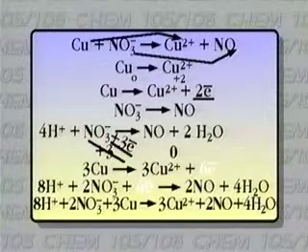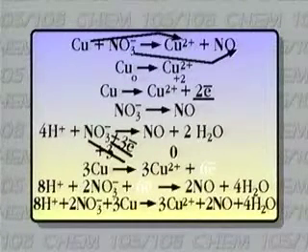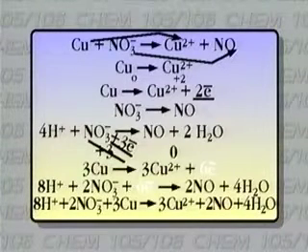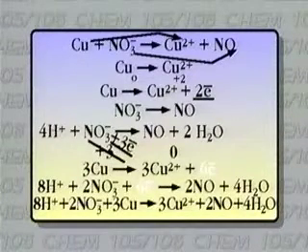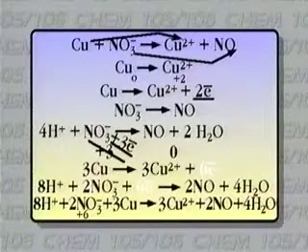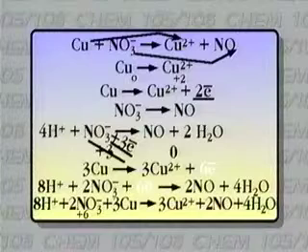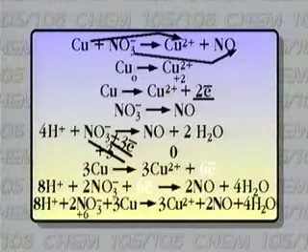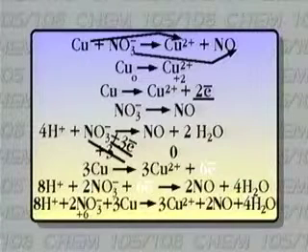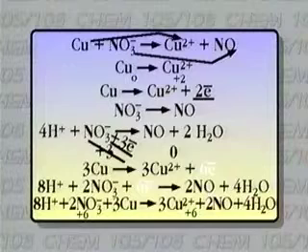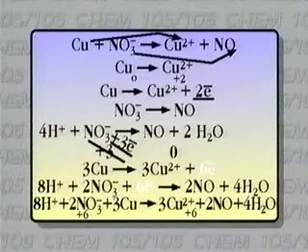3 copper, 3 copper. Charge-wise, on this side we have plus 8 and then 2 minuses. So we have a net charge on this side of positive 6. Over here we have 3 times 2 plus, NO, which is 0, water, which is 0, we have plus 6 over there. So it's now a total balanced oxidation reduction equation.